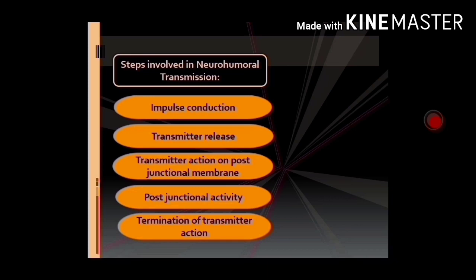So now we are going to learn about the steps involved in neurohumoral transmission. It includes impulse conduction, transmitter release, transmitter action on post-junctional membrane, post-junctional activity, and termination of transmitter action.